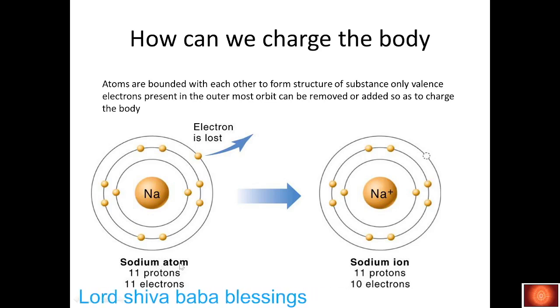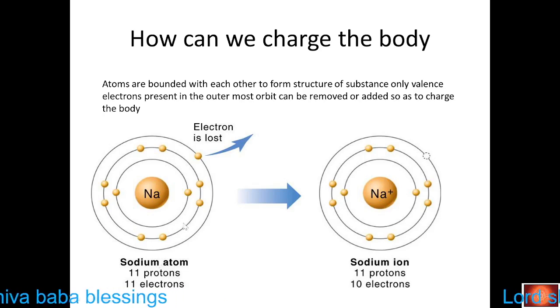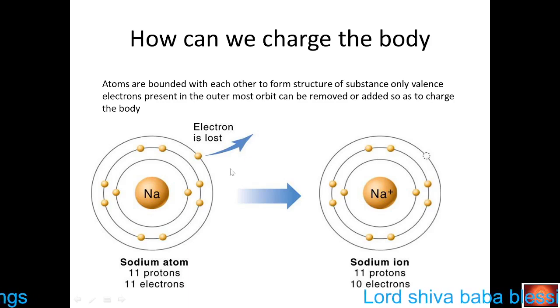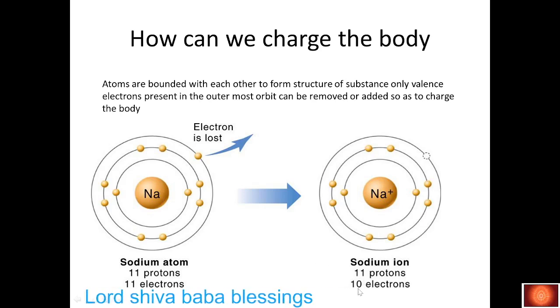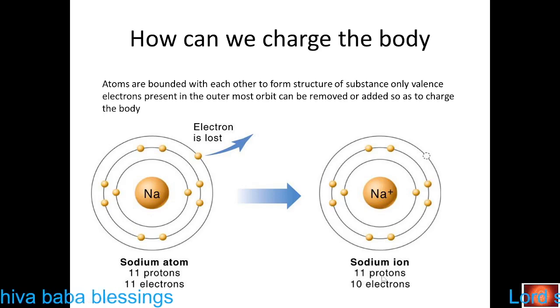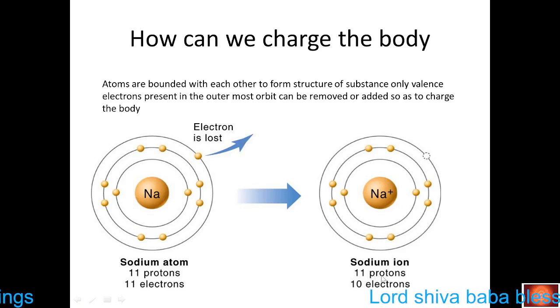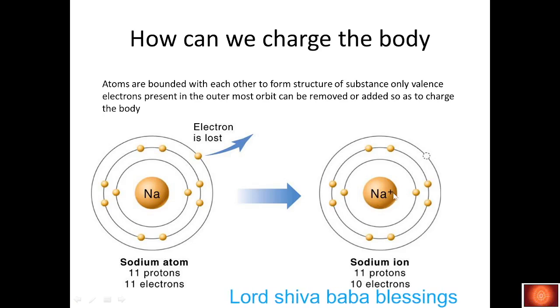So this sodium atom is stable since it has 11 protons and 11 electrons. If we remove one electron out of it, so when I say I am removing an electron, you need to assume that I am trying to remove the negative charge. So when I remove the negative charge, only 10 electrons are remaining and 11 protons are remaining here. Since the number of positive charges, that is protons, is greater, this becomes positively charged. So you can name this as Na plus.